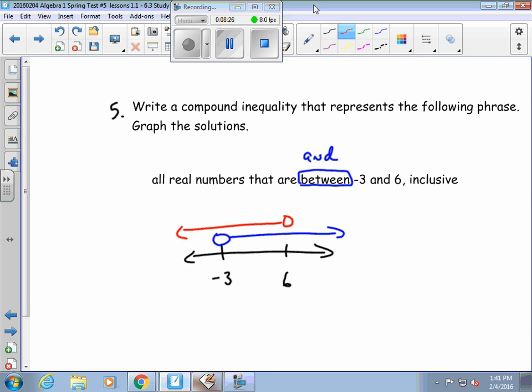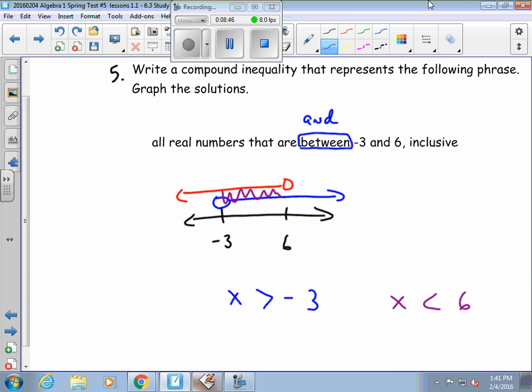Since we have these inequalities that look like this, we have this overlapping area here. So it's going to be an "and" inequality. The first one is going to be x is greater than negative 3. The other one's going to be x is less than 6. Since it's an "and" inequality, we're going to put them together.